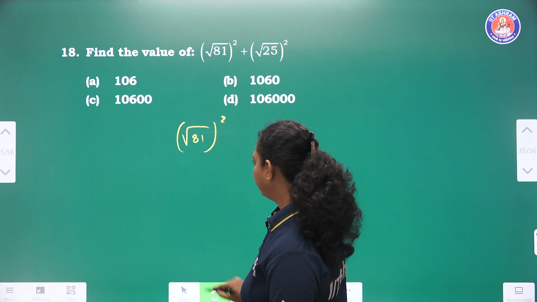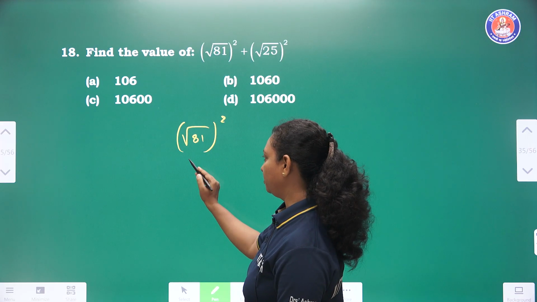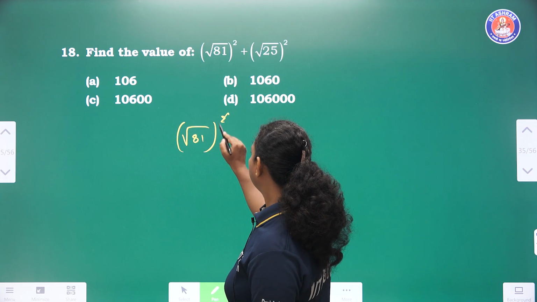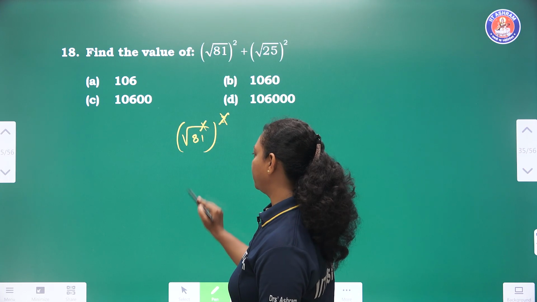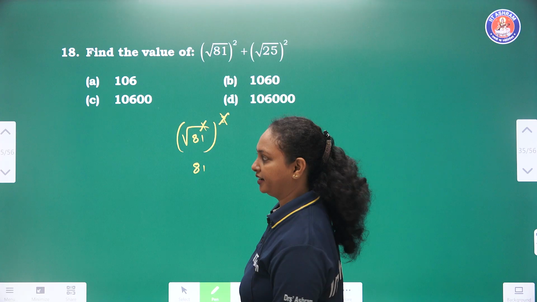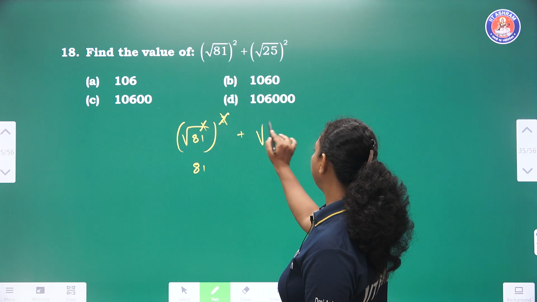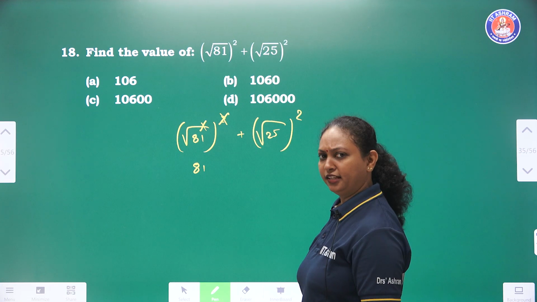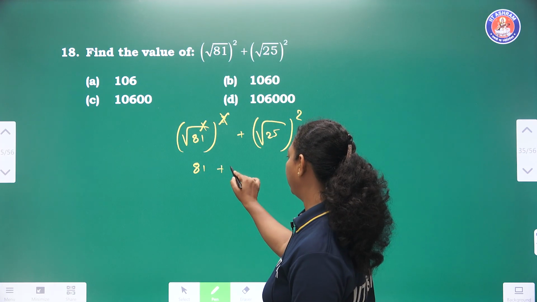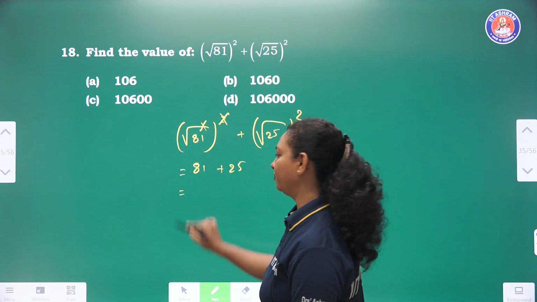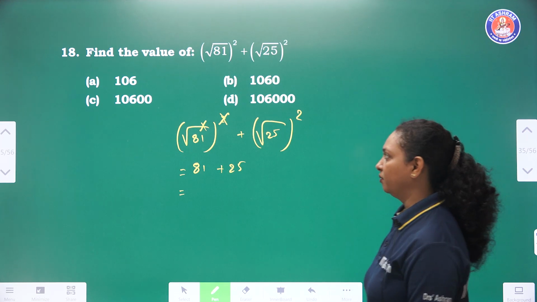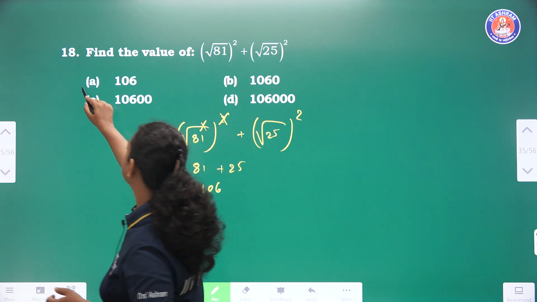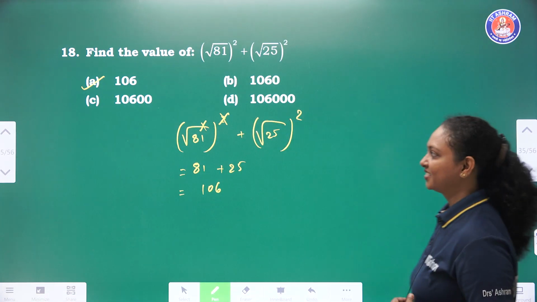So when you find the square root of 81 square, it means root 81 into root 81, right? So the power and square root are going to cancel out. So this one is left with only 81. Same way here, you have to find the square root of 25 square. Again the square and square root cancel out, so what remains? Only 25. So simply you have to add 81 plus 25. What is it? 106. So which option is correct? 106.